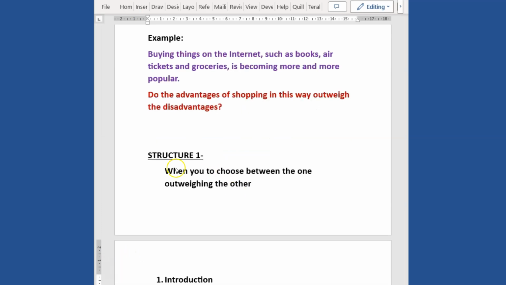So don't forget the question that we are still dealing with. We are talking about buying things on the internet, and then they are asking if the advantages of shopping on the internet outweigh the disadvantages. So that's the question we are going to deal with now. So how do you go about this question?